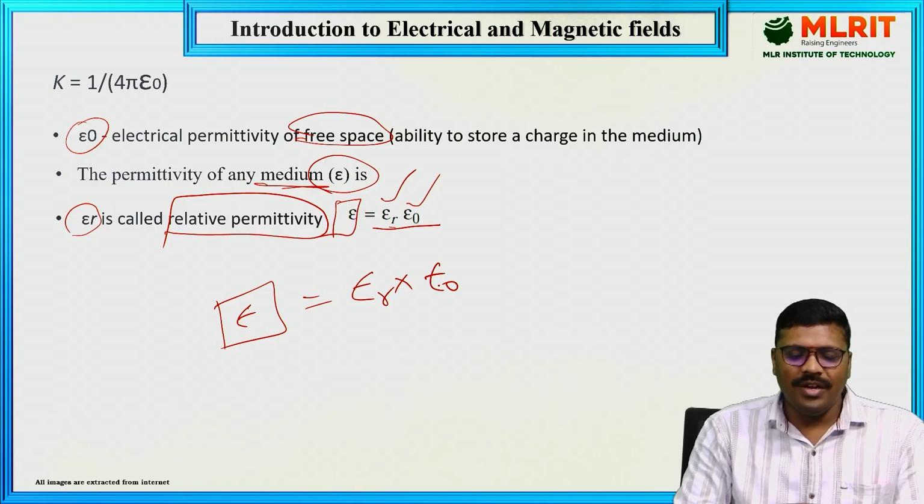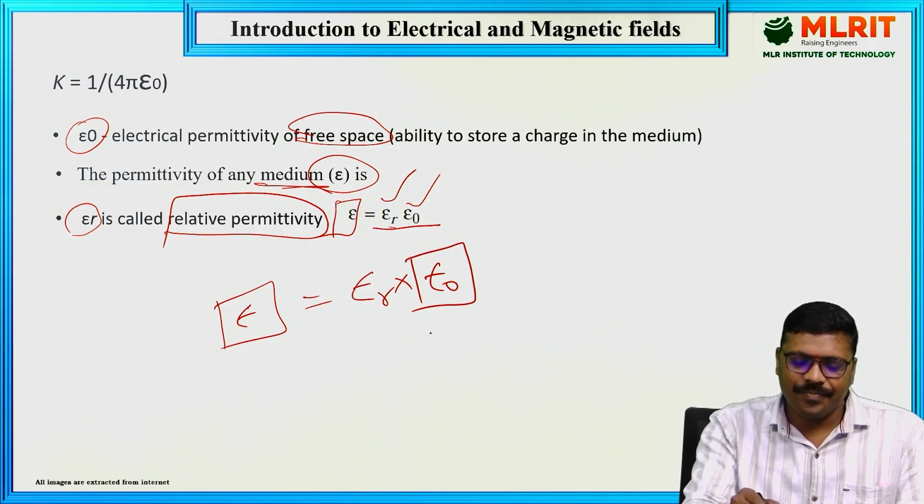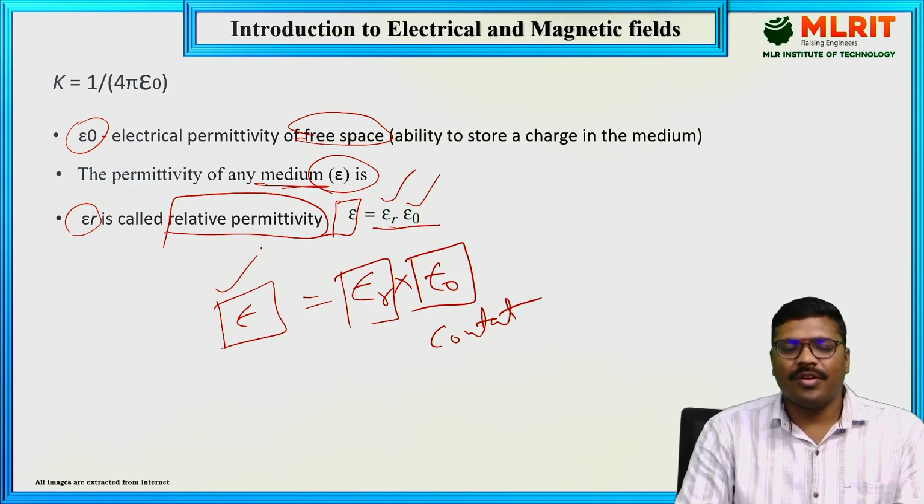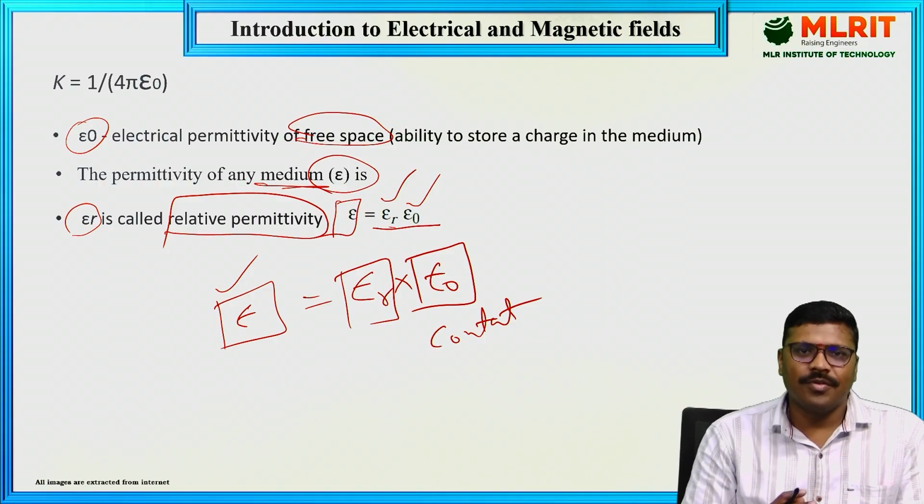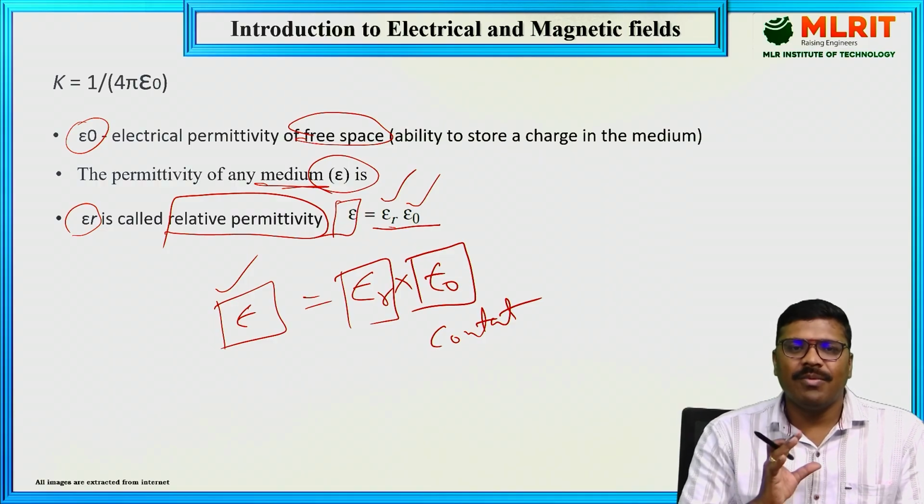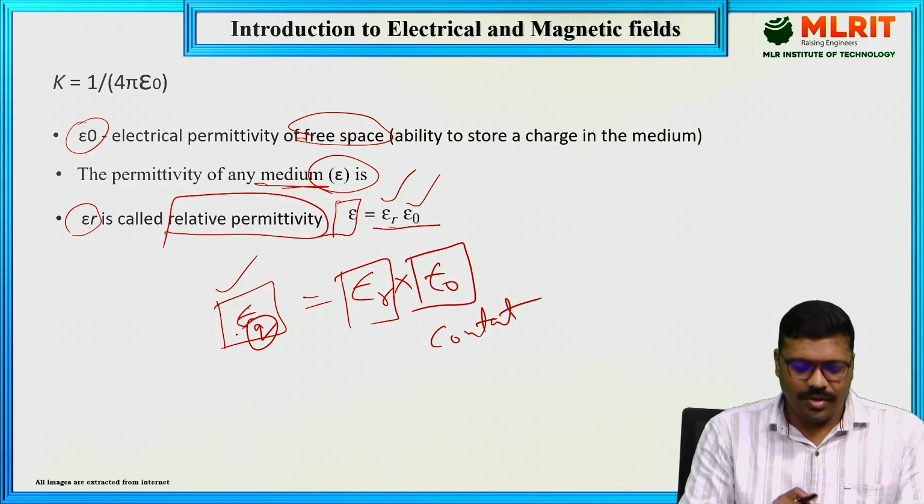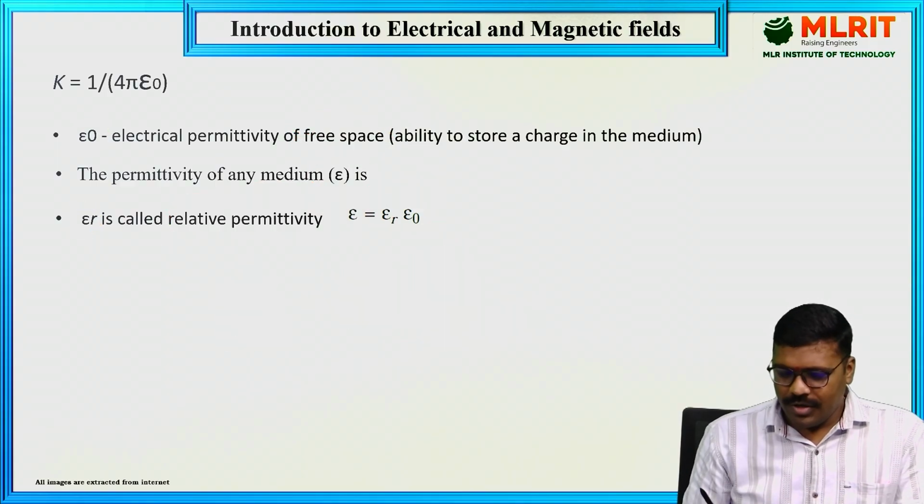This permittivity of free space is constant. Based on the relative permittivity, we can estimate the permittivity of any medium, so that we can find the ability of that particular material to store charge. So this is about the permittivity of a medium.